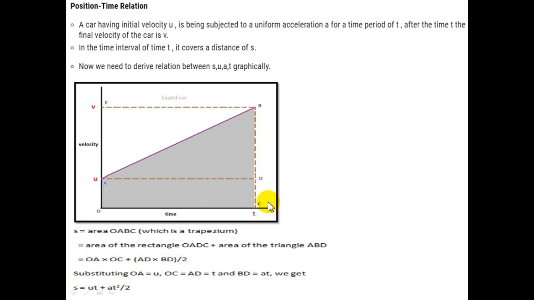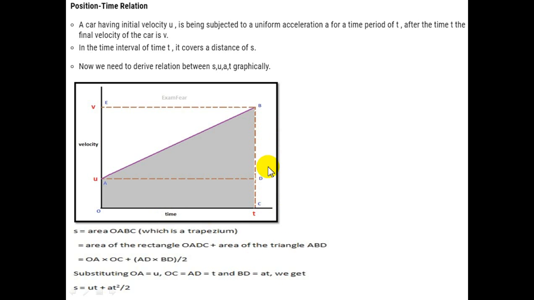Okay, BD is equal to AT. Why BD? Let's see again, substituting: OA is equal to U, correct. OC is equal to AD, right? Yes, equal to T. Okay, correct. And BD is equal to AT.